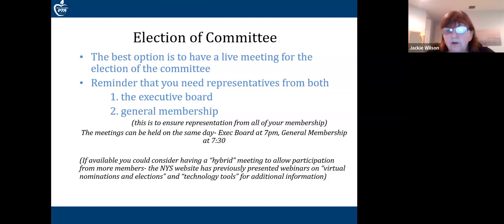And then at 7:30, once that election is done, you have your general membership meeting, and then you elect general members for the nominating committee, and then you can go on with the business of your meeting. It probably should be at the beginning of the meeting when you're going to have the most people. If available, you can consider a hybrid meeting to allow participation from more members.